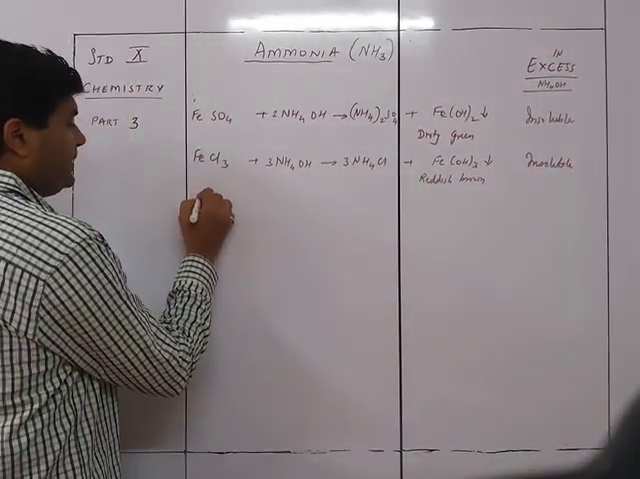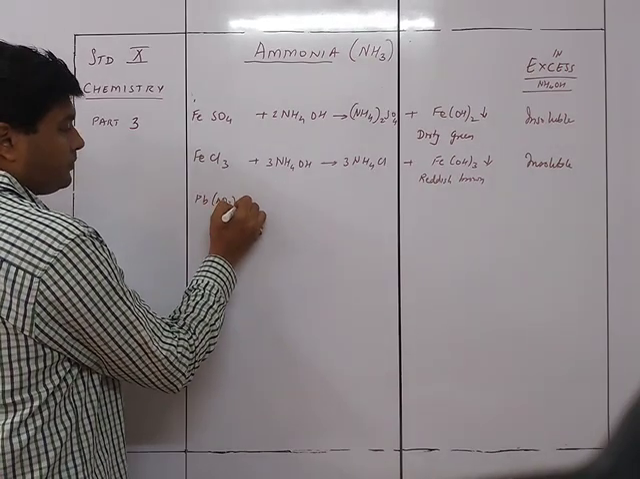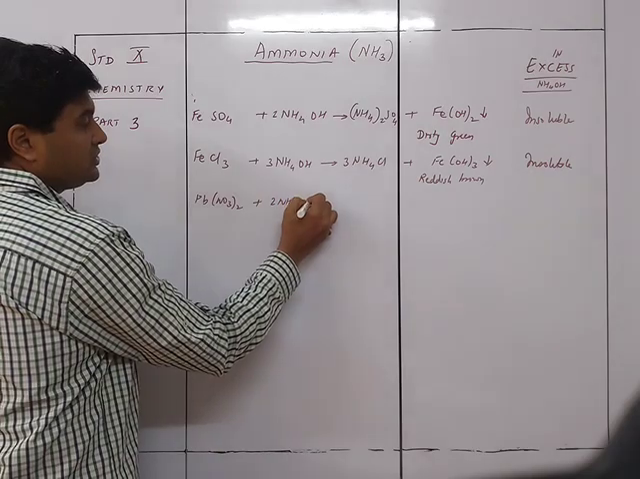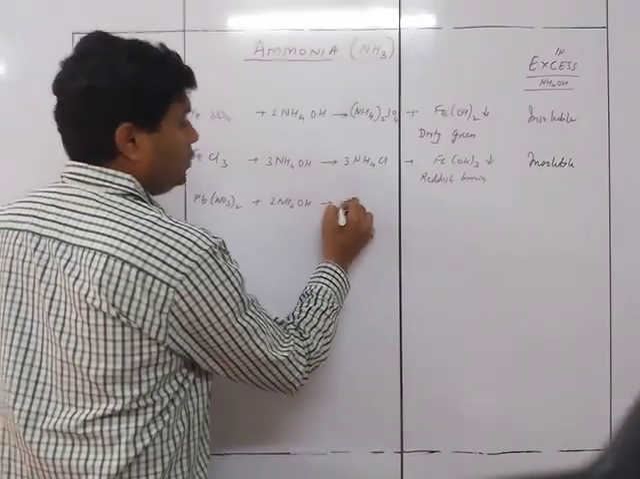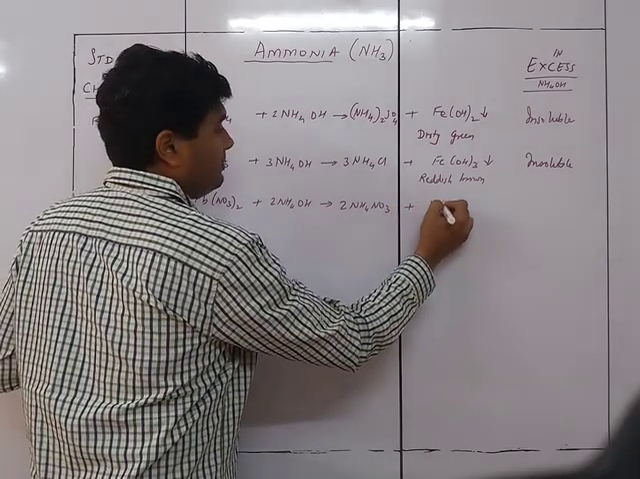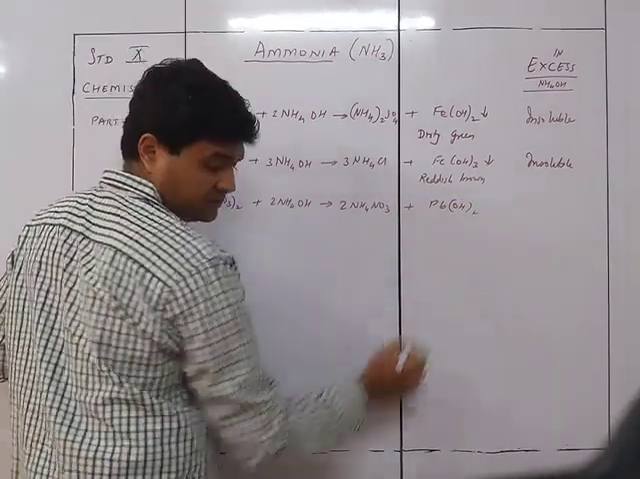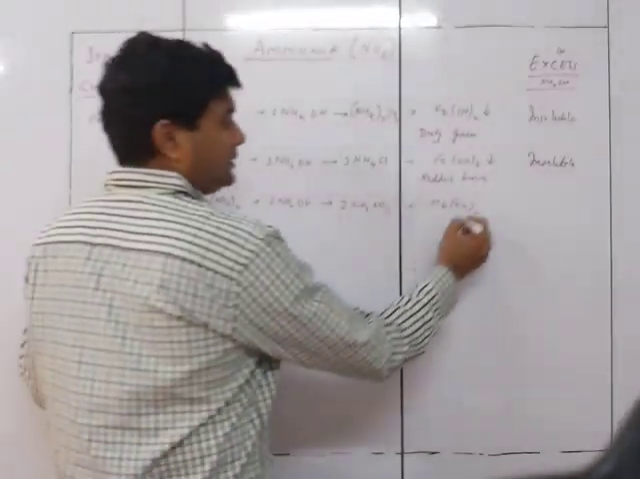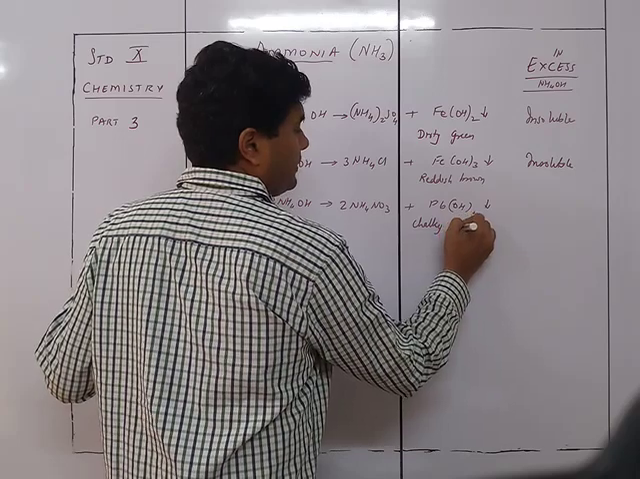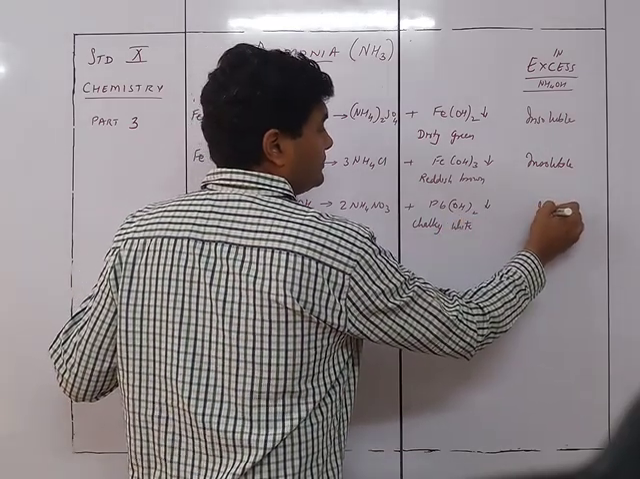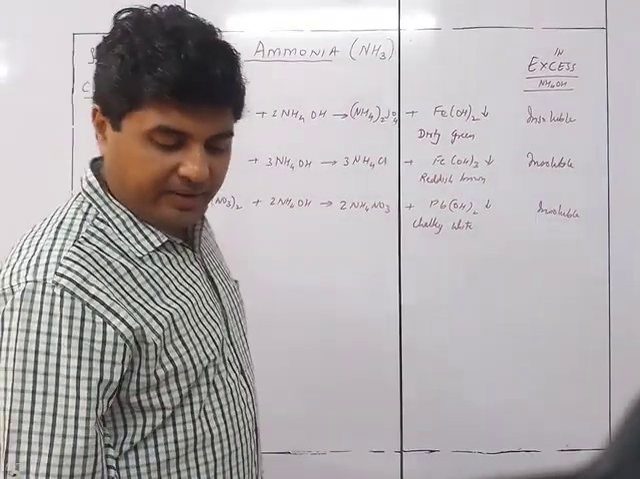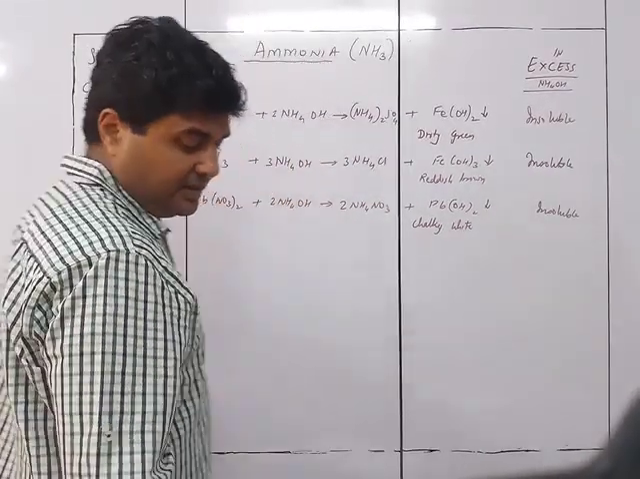The next is lead. Pb(NO3)2 plus 2NH4OH gives 2NH4NO3 plus Pb(OH)2. Again, the precipitate will be chalky white, which will be insoluble in excess. Even if I put some more amount of it, it will be insoluble.